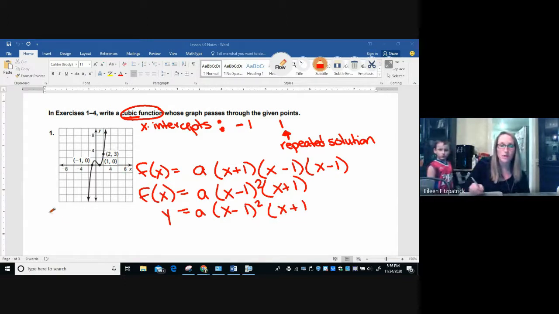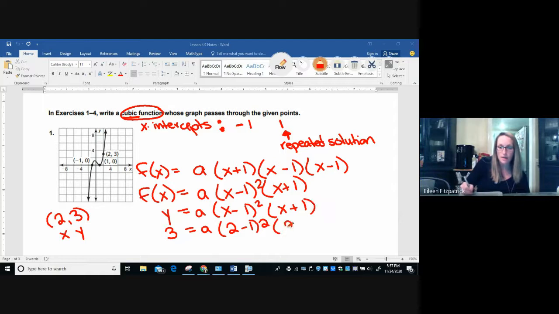Since you're given that point, 2, 3, that's going to be your x value and your y value. So plug in 3 for the y and plug in 2 for the x, and then we'll just clean it up and simplify to solve for a. So I have 3 equals a, 2 minus 1 is 1, 1 squared is 1, 2 plus 1 is 3. So then I have 3 equals 3a, divide both sides by 3, and you get a is equal to 1.